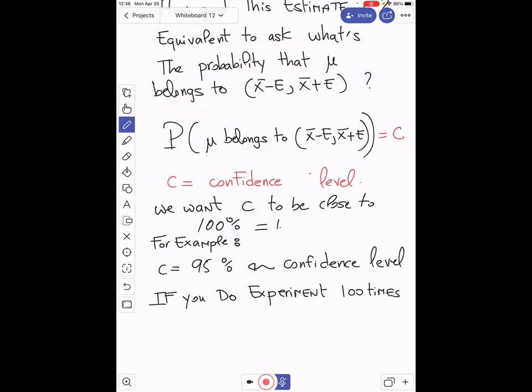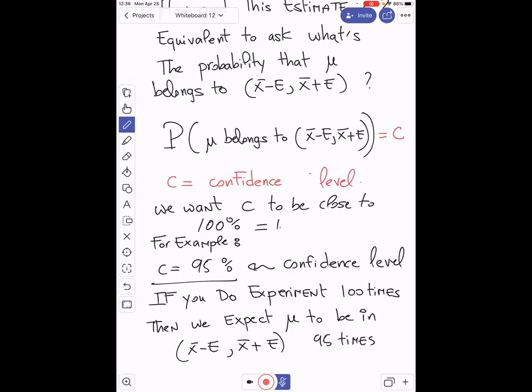then you expect mu, your population mean, to be in this interval at least 95 times, right? So if you do the experiment 100 times, we expect the population mean mu to be in this interval, x bar minus E, x bar plus E, 95 times, because your confidence level is 95%. So out of 100 times, at least 95 times your population mean is going to be in this interval. All right, so that's the confidence level. That's the probability that your population mean belongs to this interval around your estimate.